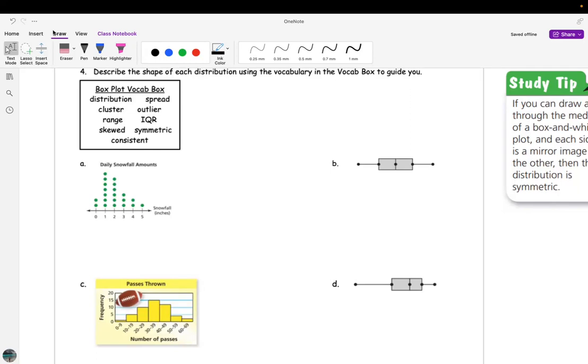Okay, so if you're back with me, I'm going to try to do this with my highlighter. Okay, so for A, I would for sure say that this data is kind of more clustered towards the left. So I might say there's a cluster over here. That's definitely a word I might use there. It looks like it might be a little bit skewed right.